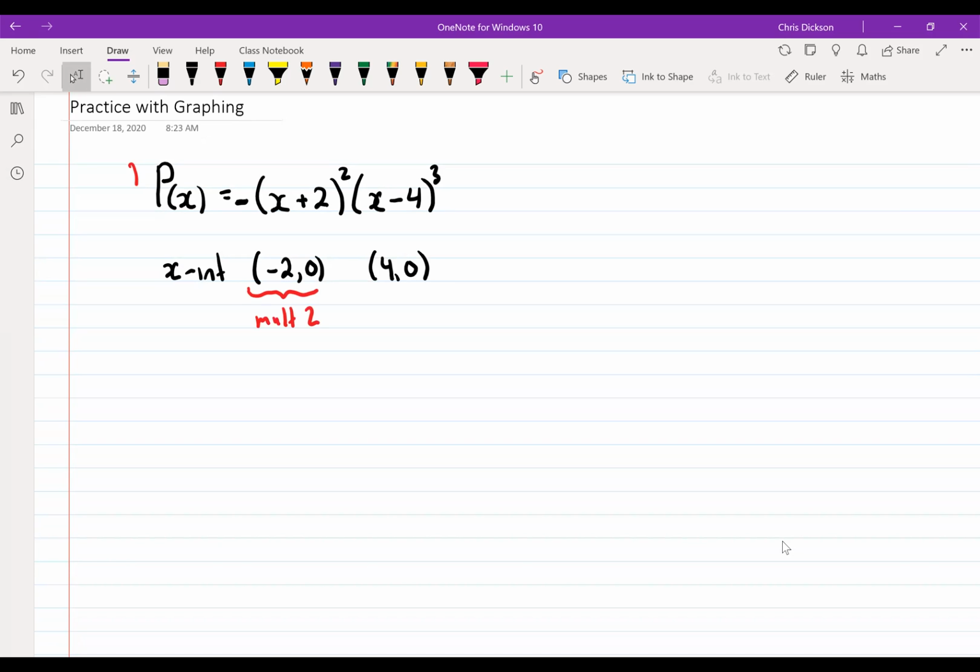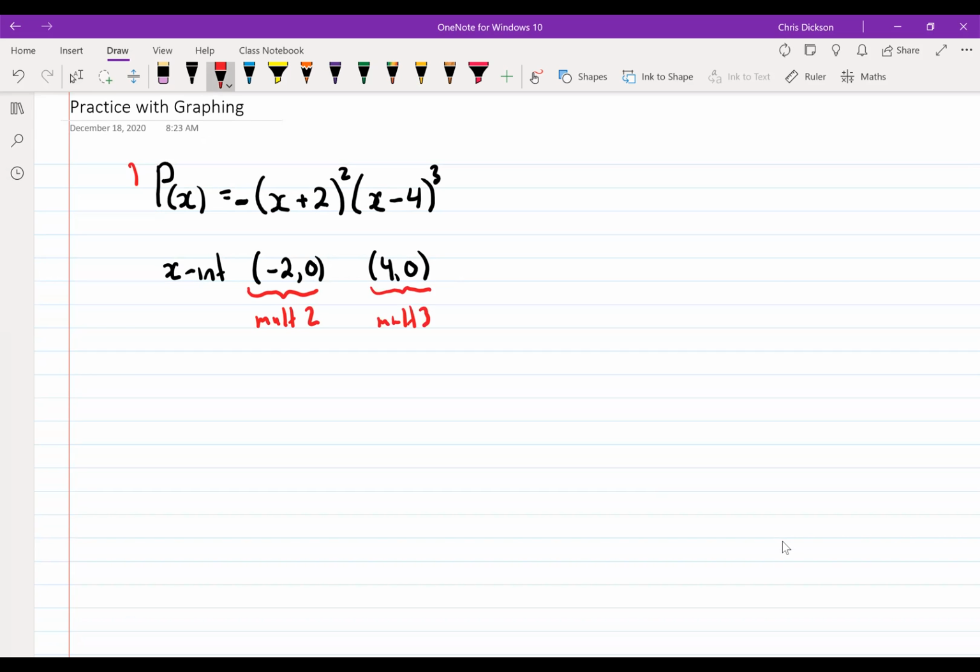So it's an even multiplicity, which tells us it should bounce back the way it came in from. If it's coming in from underneath, it should bounce back down, and if it's coming in from above, it should bounce back up again. And 4 has a multiplicity of 3.